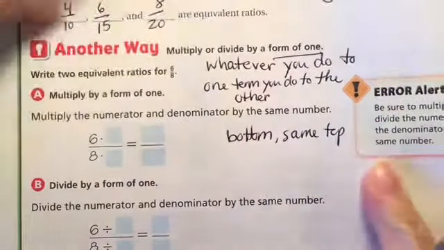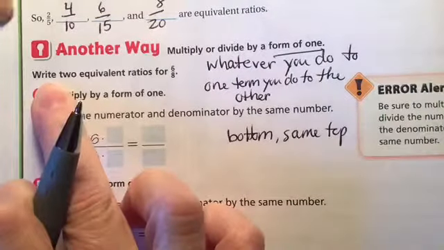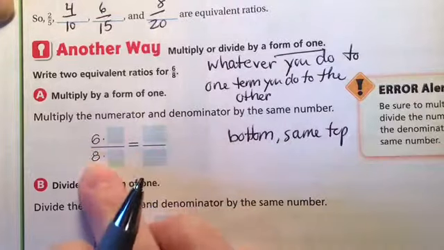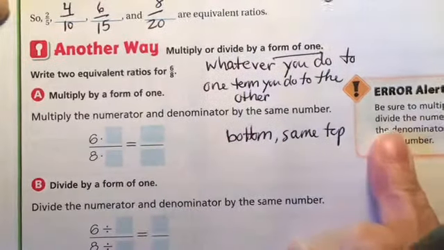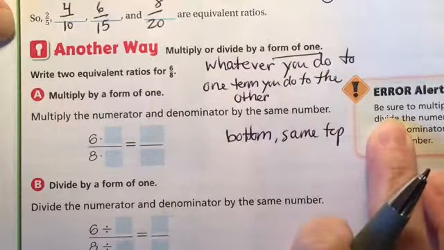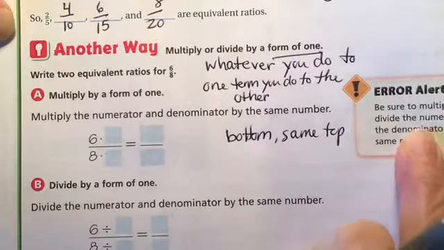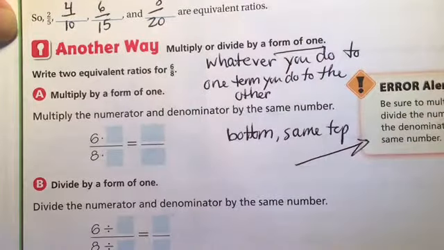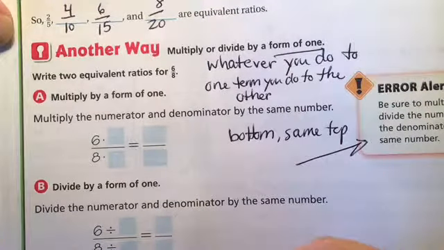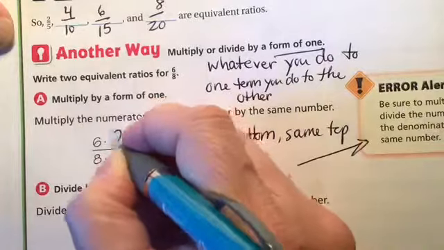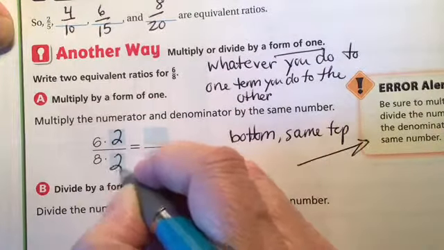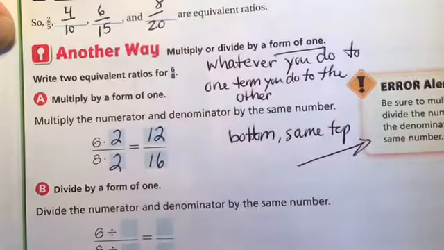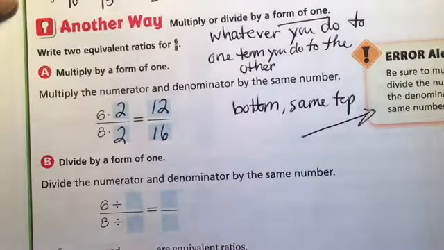All right. So if I have, they want me to write 2 equivalent ratios for 6 to 8. So I have 6 to 8. Error alert. Be sure to multiply or divide the numerator and the denominator by the same number. That's the key. It's what I'm saying here, right? So pick a number you want to multiply. We'll keep it easy. So if I have 6 to 8, if I multiply both by 2, I would have 12 to 16 is also equivalent.